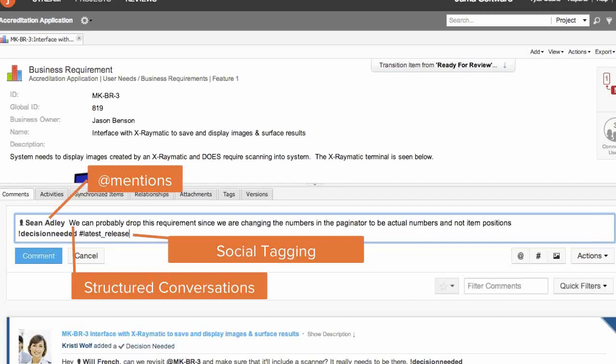The first one, of course, is @mentions, being able to easily pull folks into conversations, shoot them emails directly from this, allowing them to reply directly from their email, again, speaking to that executive method of feedback that we have. Structured conversations allow us to ask for decisions, to raise questions, to put out issues that are there. In addition to social tagging, being able to group conversations together, whether it's by requirements, by topic, or by team.